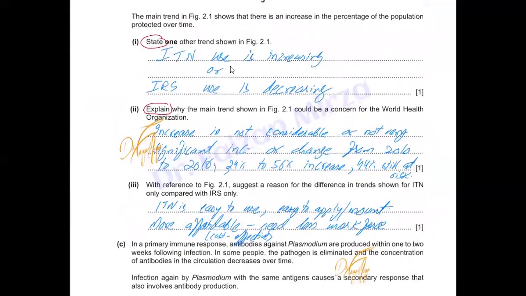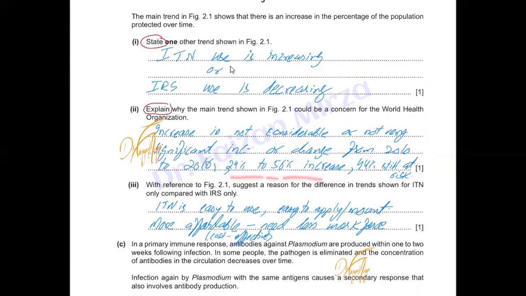So the main trend in figure 2.1 shows that there is an increase in the percent of population protected over time. State one other trend. So the other trend could be that ITN use is increasing and IRS use is decreasing. Explain why the main trend shown in figure 2.1 could be a concern for the World Health Organization. The increase is not very significant from 2010 to 2016.